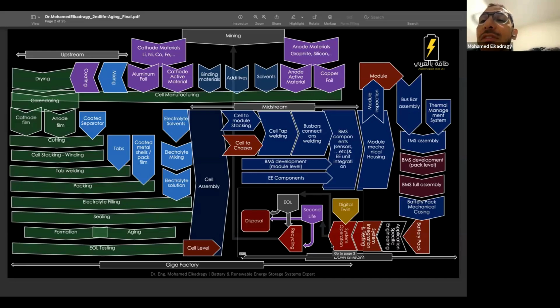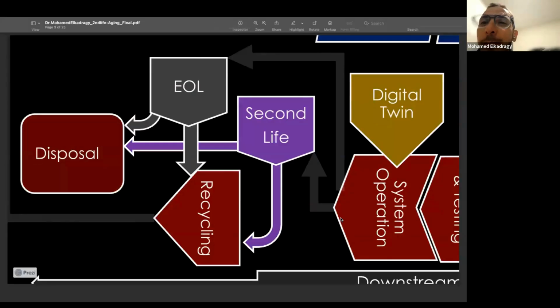And after the system has operated, we have three options. We can go to end of life and have recycling, with the challenges of recycling nowadays. We can have disposal of the battery, or we can have second life. If you can go to the next slide, please. So those are the three options we have in hand now, when reaching EOL, end of life.